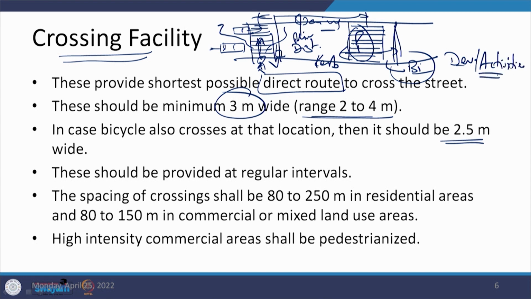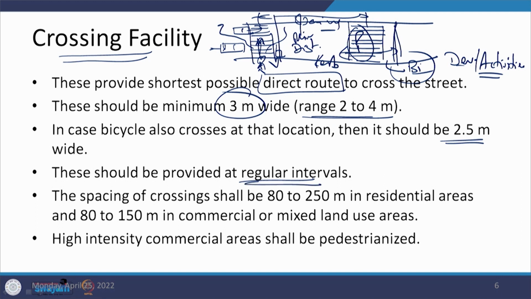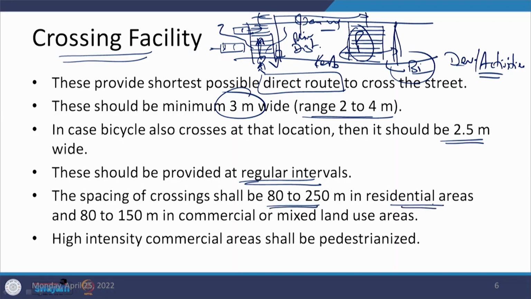on the roadside. If you are in a shopping area or in a residential area, then probably you need to provide these crossing facilities at regular intervals, rather than on a highway where these things may be required only in a habitation area at a specific location. So, that is what we need to identify on the basis of the information which we get at ground level. Some tentative guidelines have been defined. What it says is that the spacing of the crossings can be 80 to 250 meters in residential areas, and when we talk about mixed land use or a commercial area, then it can be 80 to 150 meters.